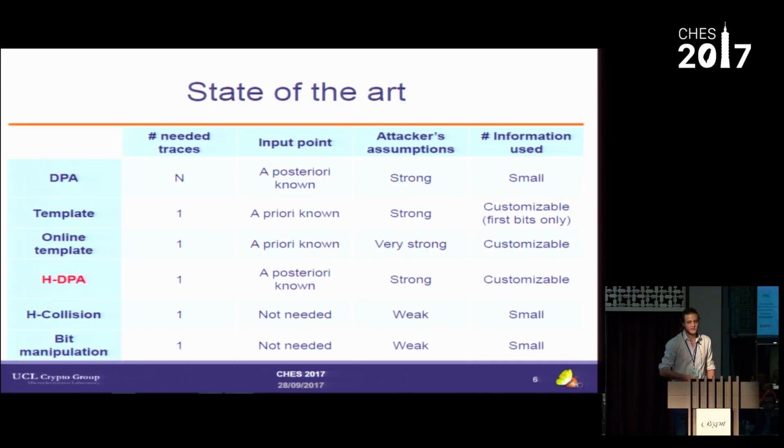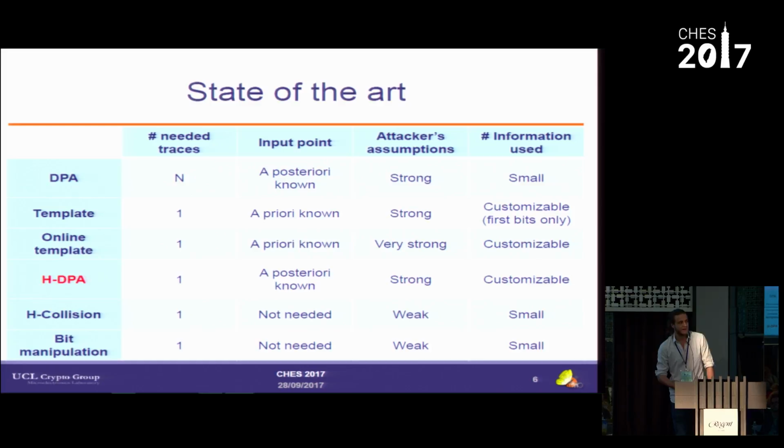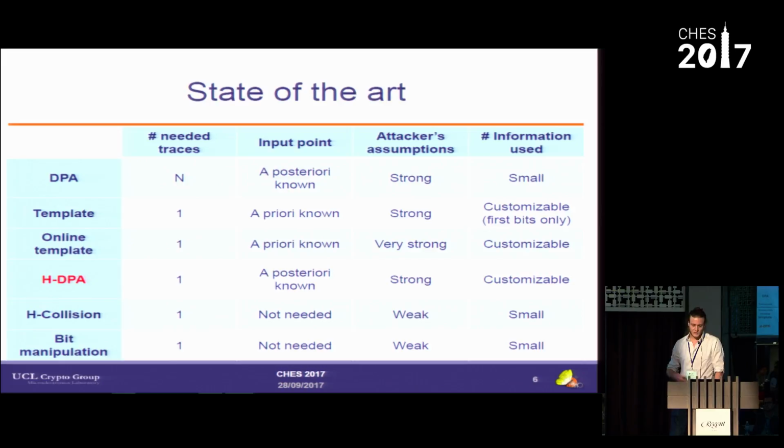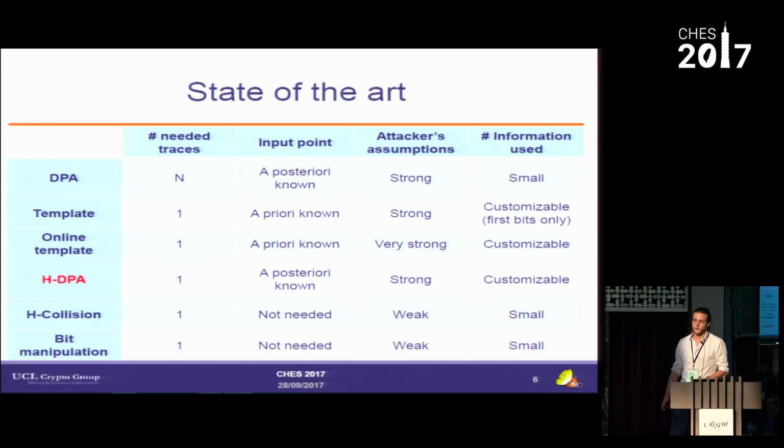But this attack can use most or an arbitrary amount of information in the side channel traces, but only recovers the first few bits. So in order to overcome this problem, we have the online template attack, which is basically a recursive application of the template attack to recover the full key. It also requires a point known in advance, and it requires very strong attacker's assumption since you need to reprofile on the fly during the online phase. But as for template attack, it can use an arbitrary amount of information in a side channel trace.